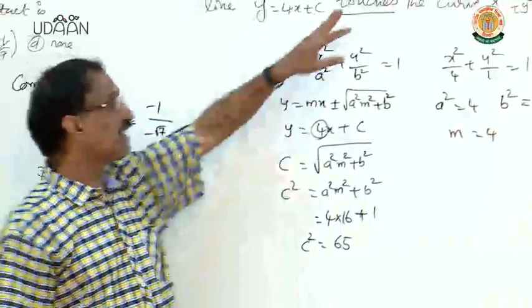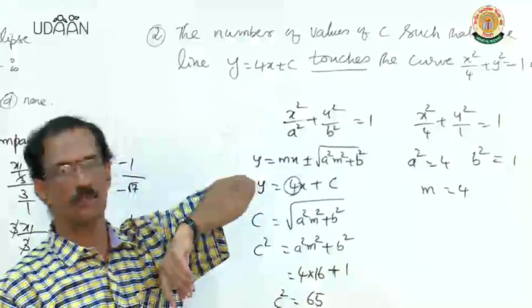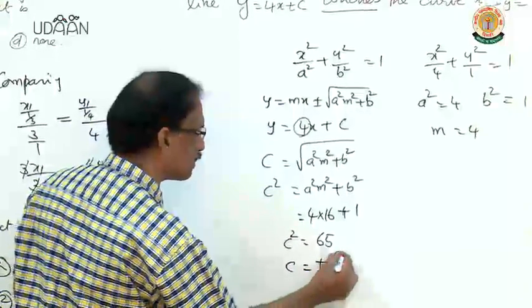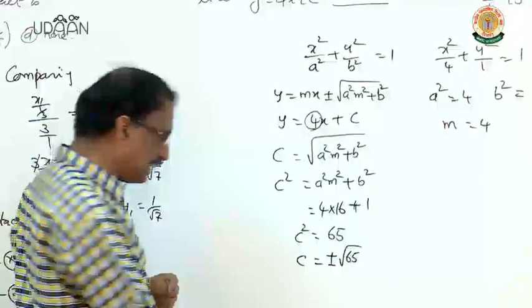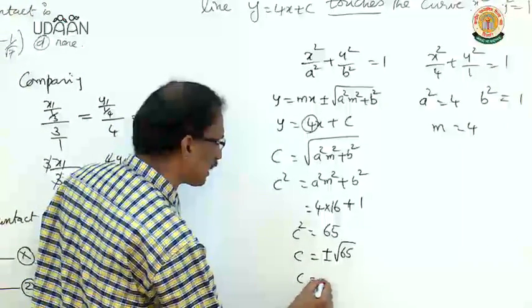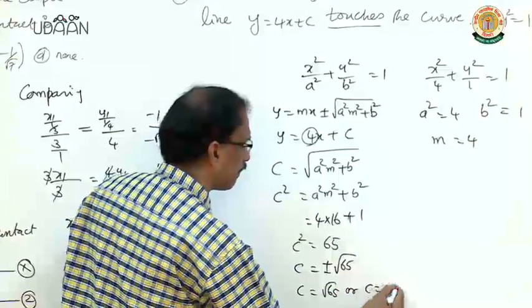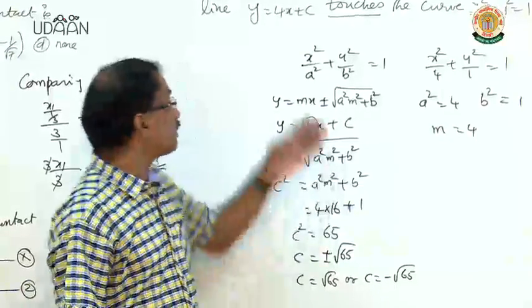Now what we have to find out? The values of c. So what values can c take? c can be plus minus root of 65. So c takes how many values? 2 values. So c can be root 65 or c can be minus root 65. So you got it?